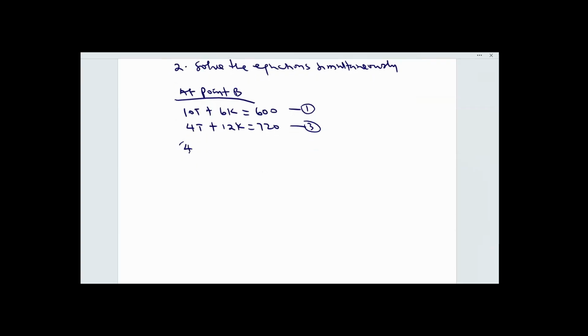So 4 multiplied by 10t plus 6k equal to 600.